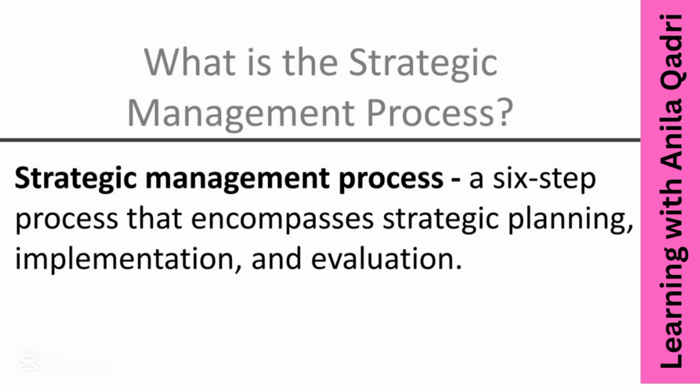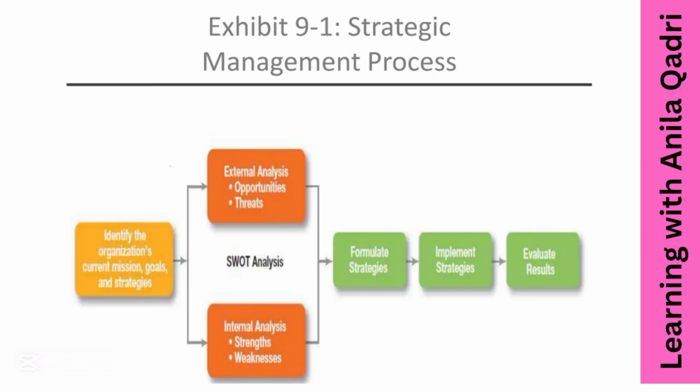What is the strategic management process? A 6-step process that encompasses strategic planning, implementation, and evaluation. Alright, here you can see the strategic management process. Here is a diagram that shows the 6 steps of the strategic management process.